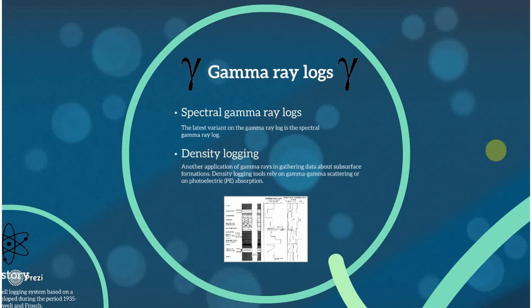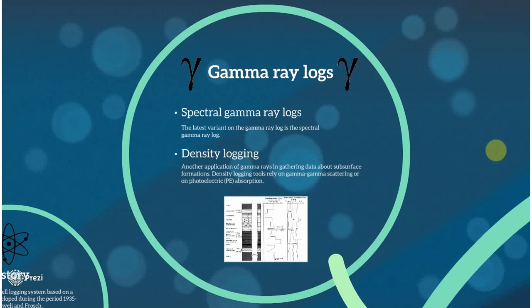Spectral gamma ray log is the latest variant on the gamma ray log. This starts out exactly the same as the standard gross gamma ray count log. Gamma rays from the formation are counted in a detector system. However, there is an added level of sophistication. The energy of the gamma ray captured by the detector is proportional to the brightness of the light pulse it produces, and this brightness in turn determines the size of the electrical pulse produced by the photomultiplier.